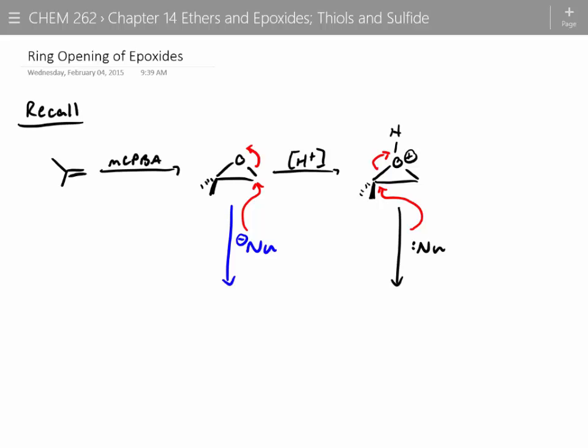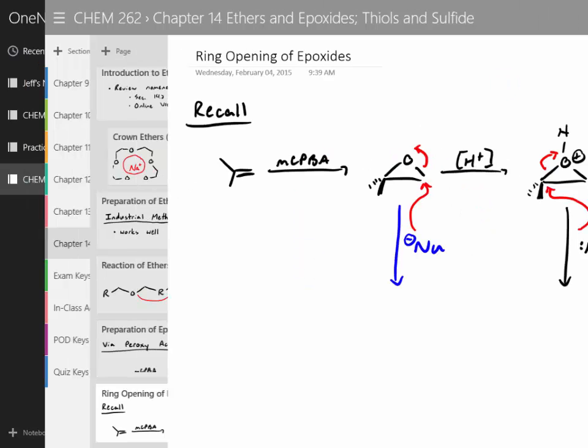We can protonate our epoxide, and then if we have a nucleophile with a neutral charge, meaning just a lone pair, it can attack the more substituted carbon and ring open the epoxide. Or if we have a nucleophile with a negative charge, it will attack the less substituted side. So let's go back and take a look at the problem of the day that I gave you guys.